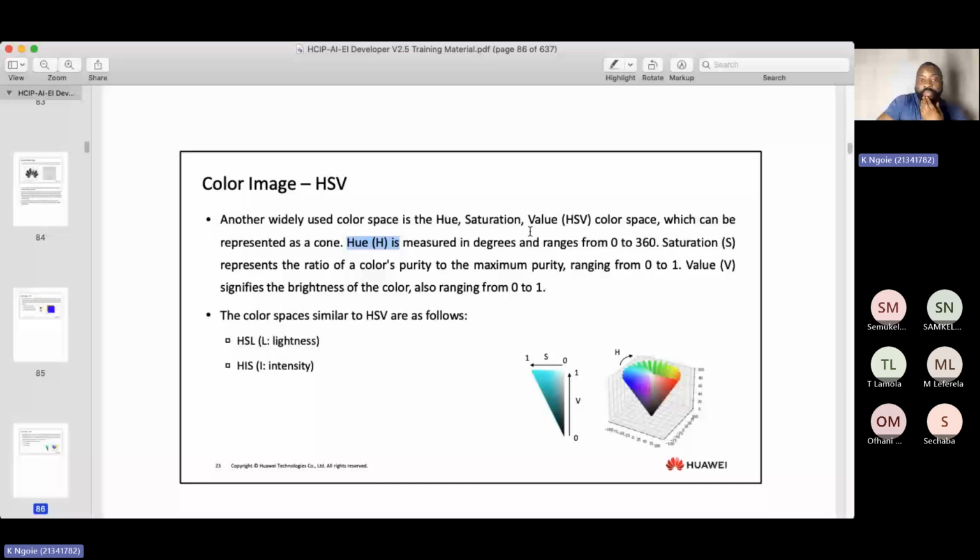And then the saturation, which is the S, would represent the intensity or the purity of the color. So for example, 0% would be gray, and 100% would be a full color, you understand? And then we have the V, which represents the brightness or the lightness of the color. When we talk about brightness, 0 is black, and 100 is full brightness.